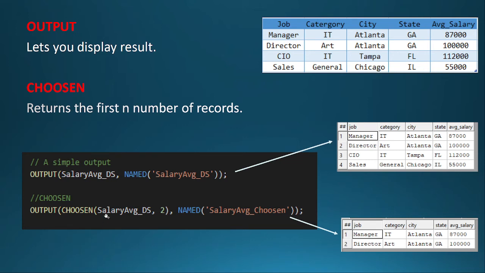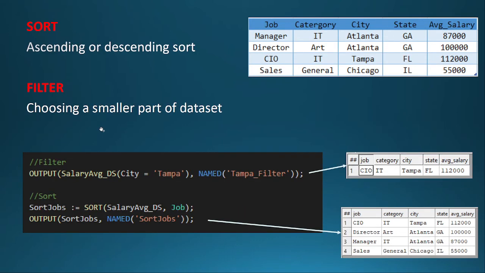If we want to limit the number of records we return, we wrap it in this choosen begin parenthesis end parenthesis, and we say how many we want to choose. Okay, if we want to sort things, here is how we sort them. So you can see we're sorting the salary average data set by job. And then we just output it. And we could combine this into one line if you wanted.